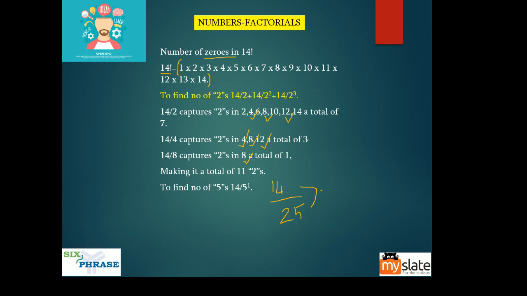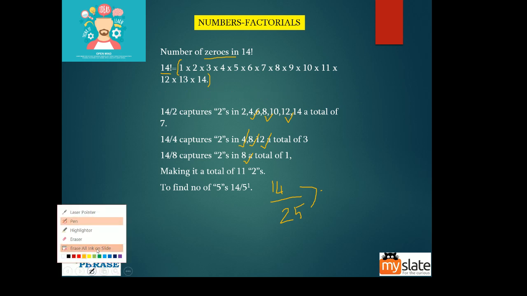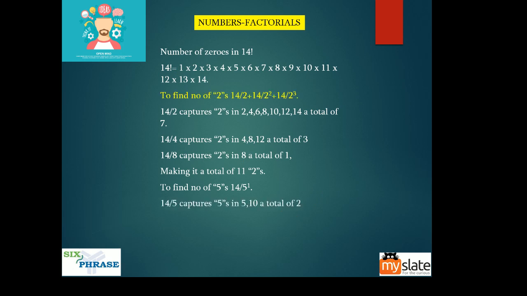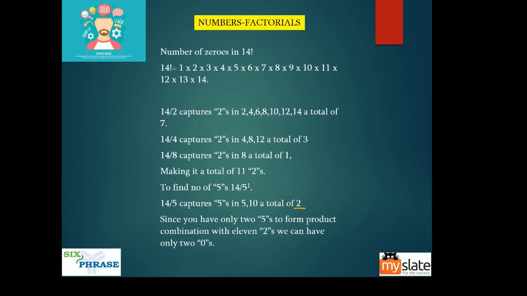But 14 is less than 25, or 25 is greater than 14. So this plus 14 by 5 square is not irrelevant. It is not required. So 14 by 5 captures 5's in 5 and 10, a total of 2 5's. If there are 2 5's, how many zeros will there be? 2 zeros. Since you have only 2 5's to form product combinations with 11 2's, we can have only 2 zeros. This is a very important concept, finding the number of zeros.